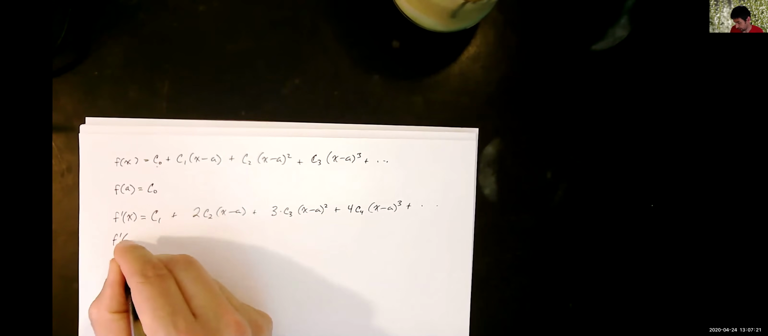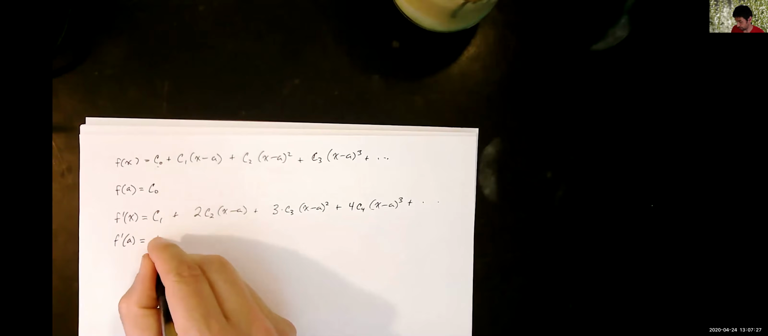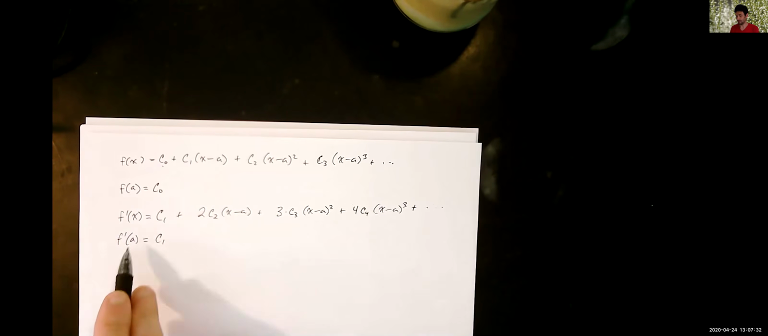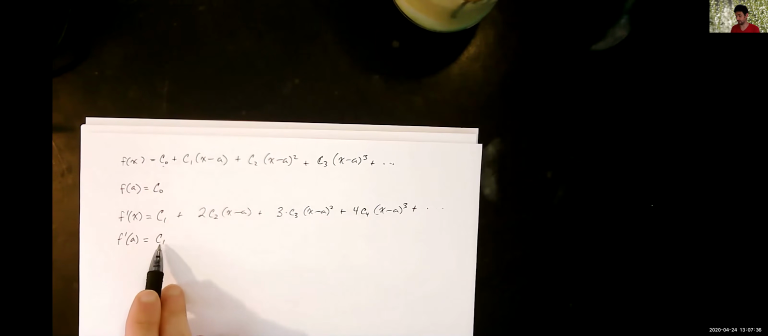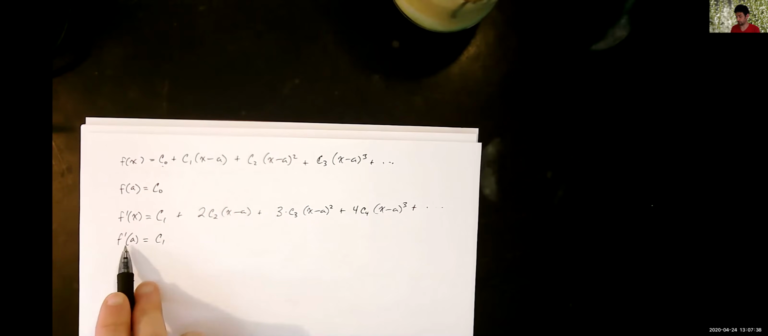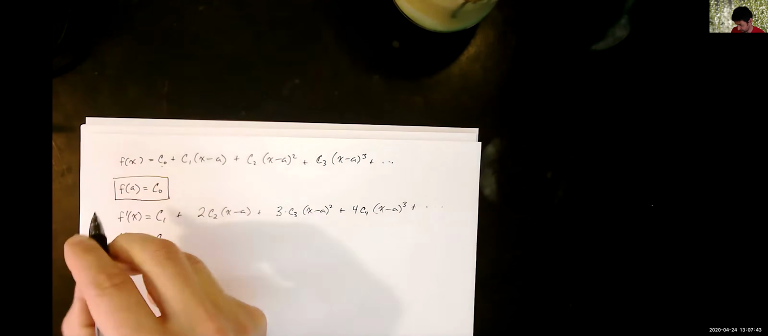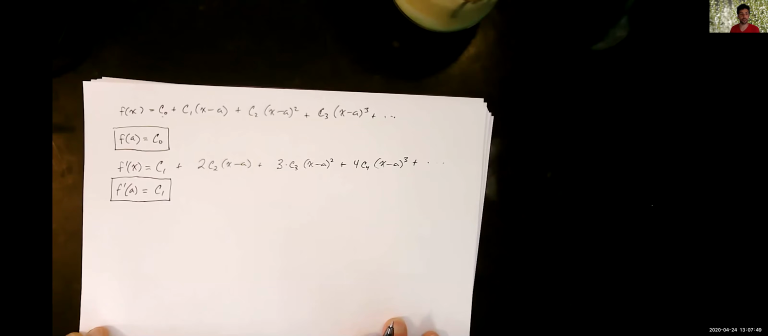So I evaluate at a again. All of these terms disappear. And so the second constant, c1, is the value of the derivative at a. The first one was the value of the function at a. The second constant, c1, is the value of the first derivative. So let me box these as important. Remember what our goal is. We're trying to figure out how we could figure out the coefficients if we wanted to represent a function as a power series.